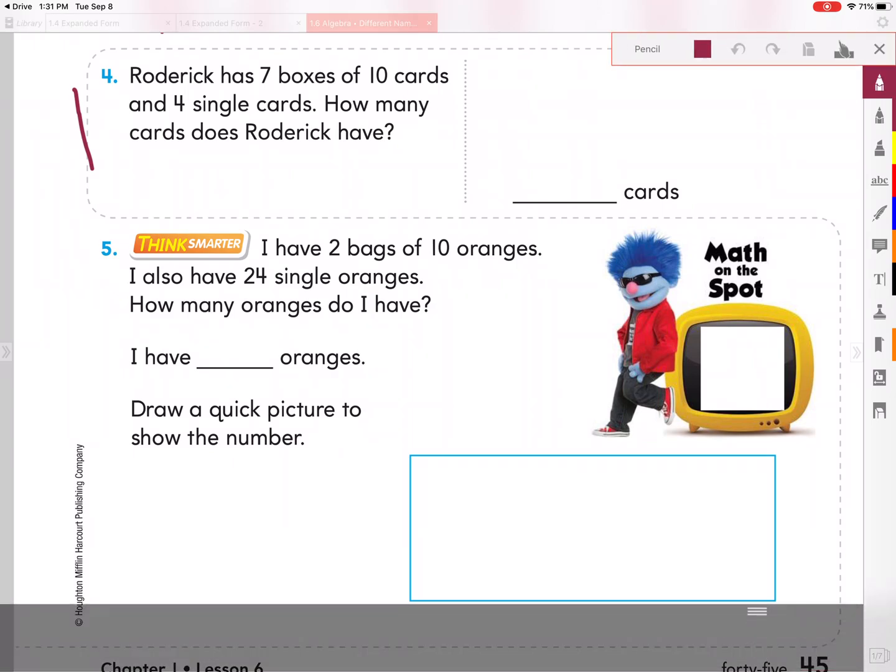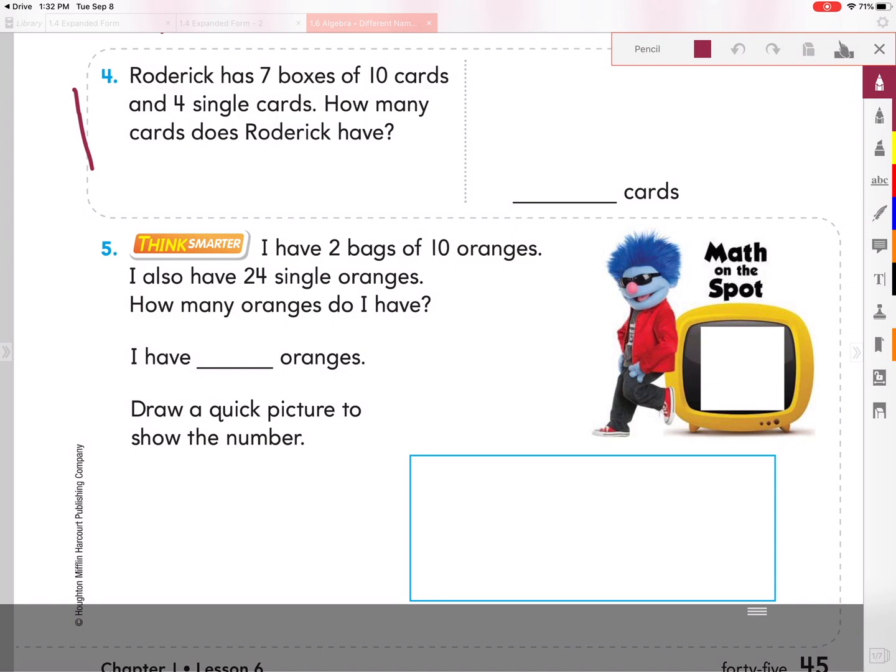Oh, good. This is why we did this, because sometimes we have to skip word problems, and they are very important. When you have a word problem, class, you've got to do 2 things. You've got to read, and you've got to do math. So let's read that. Roderick has 7 boxes of 10 cards and 4 single cards. How many cards does Roderick have?